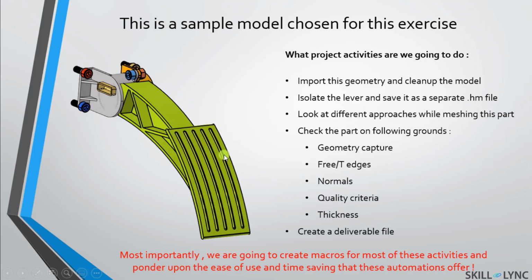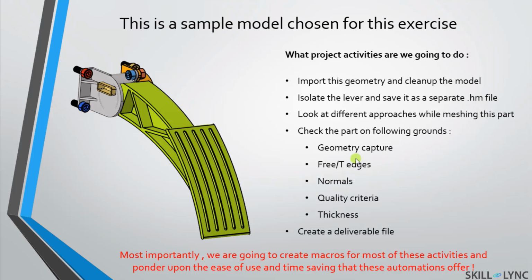Then we are going to look at different approaches to mesh this component, because that is the first step in the animation process. Then finally, once the mesh is ready, we are going to check this part on the following rounds. One is geometry capture, next is free edges, normals, quality criteria, thickness, and so on. And as mentioned before, finally we are going to create a deliverable file.